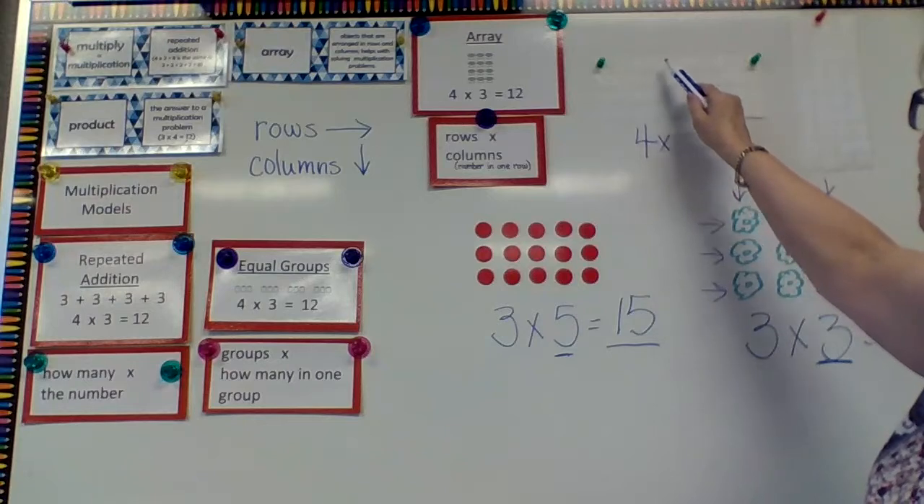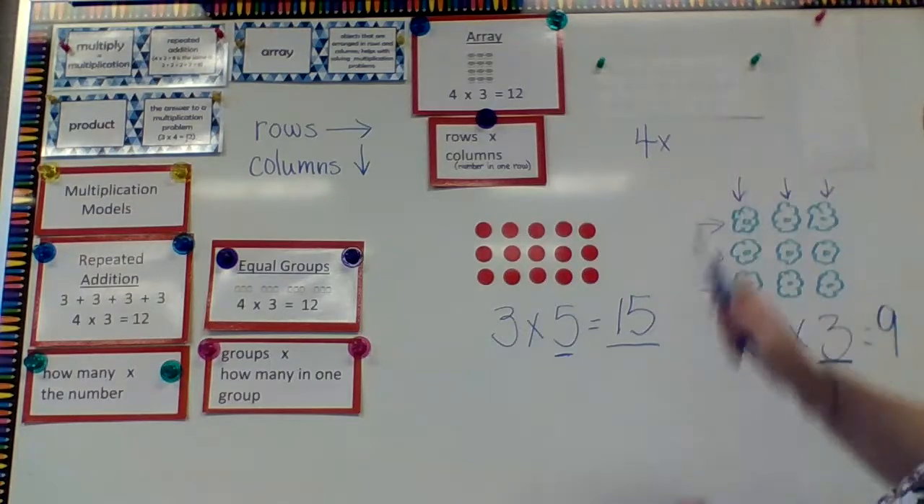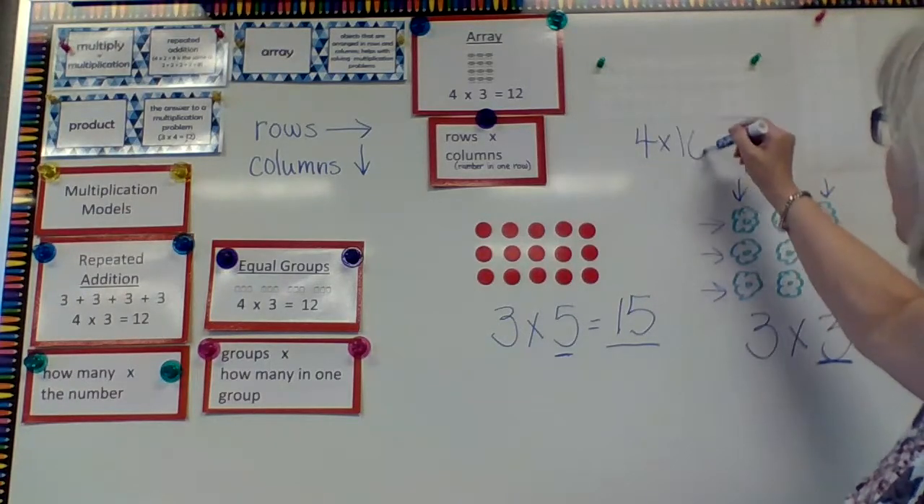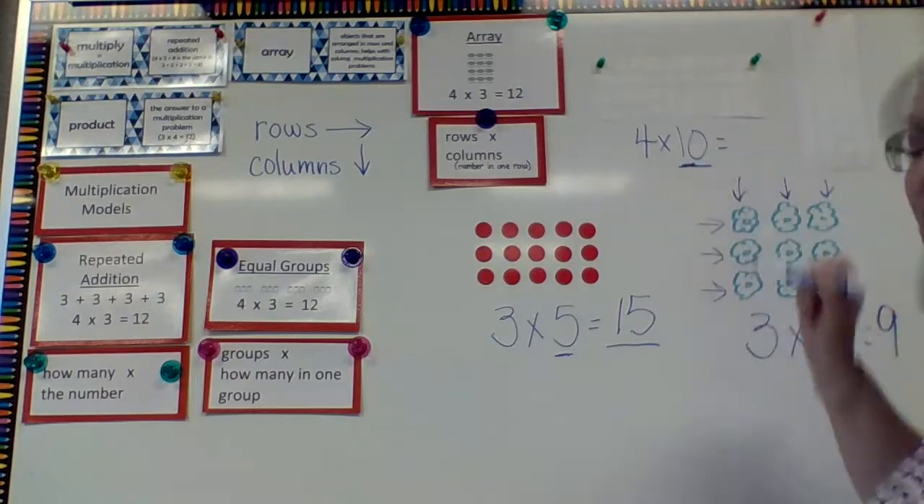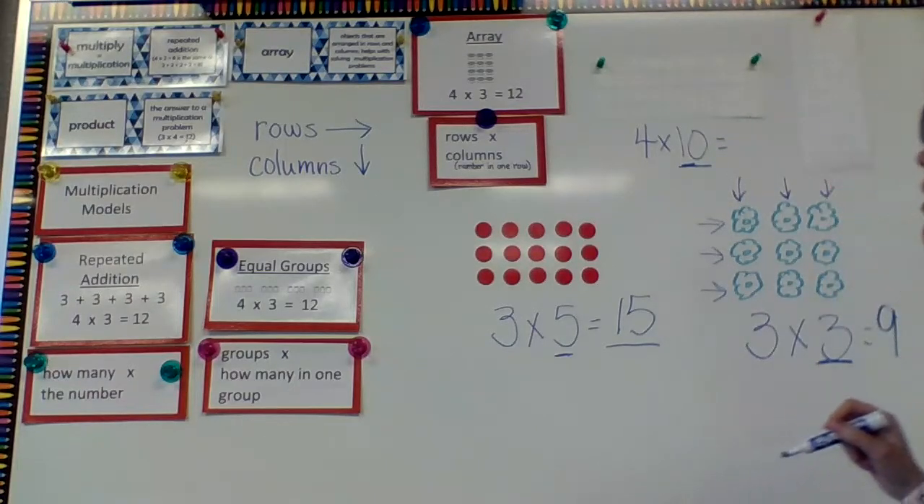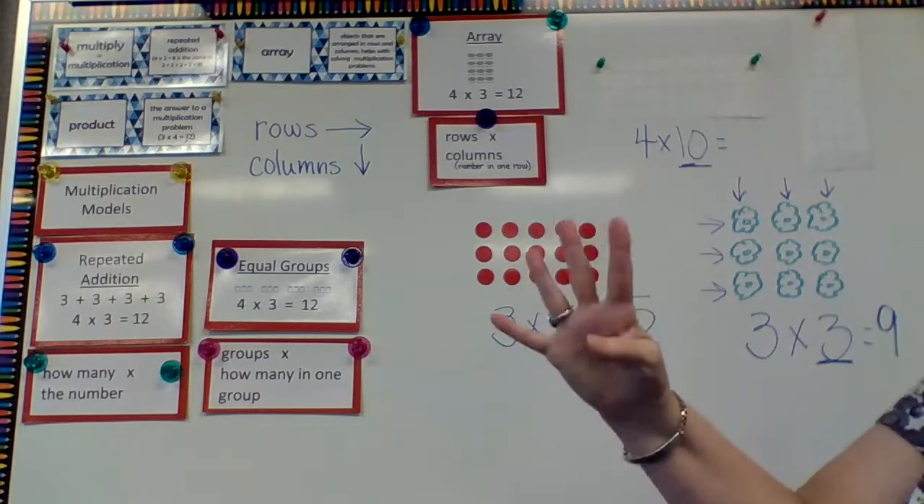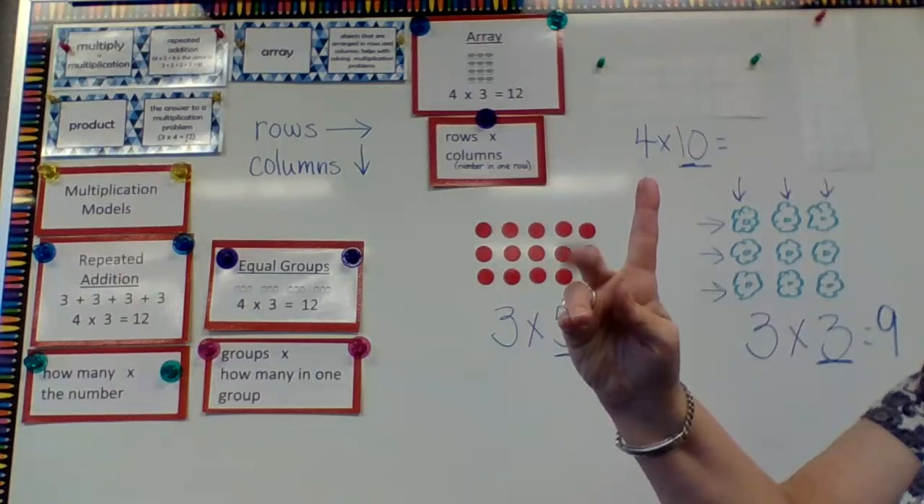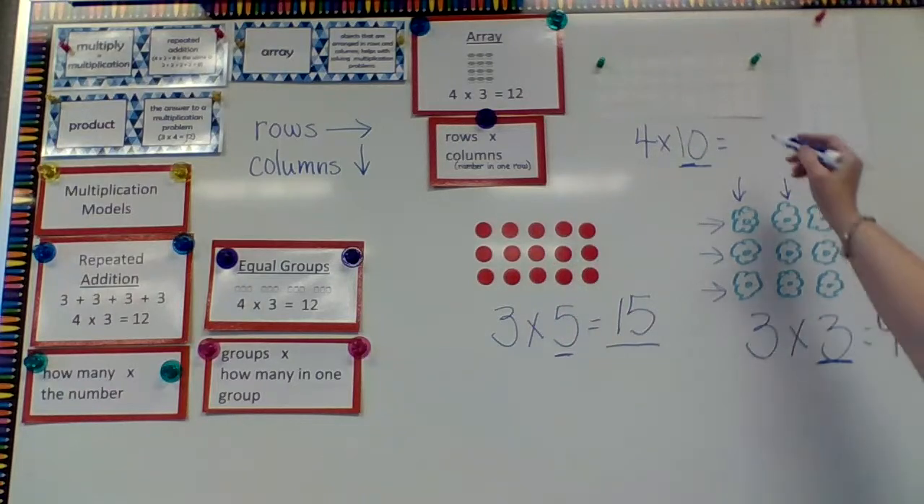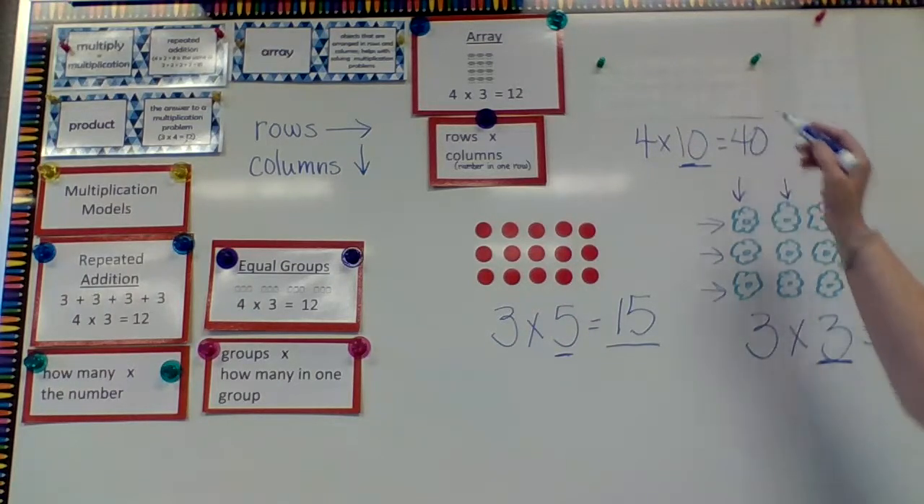1, 2, 3, 4, 5, 6, 7, 8, 9, 10. Okay, so this is 4 times 10. 4 rows times 10 columns. And this is easy because we just count by tens 4 times. 10, 20, 30, 40. 4 times 10 equals 40.